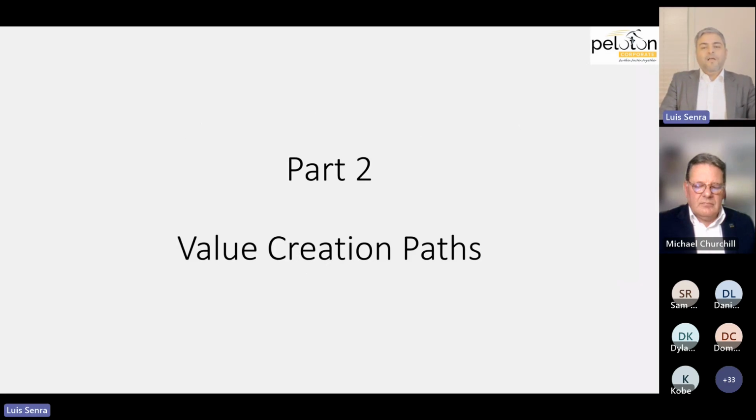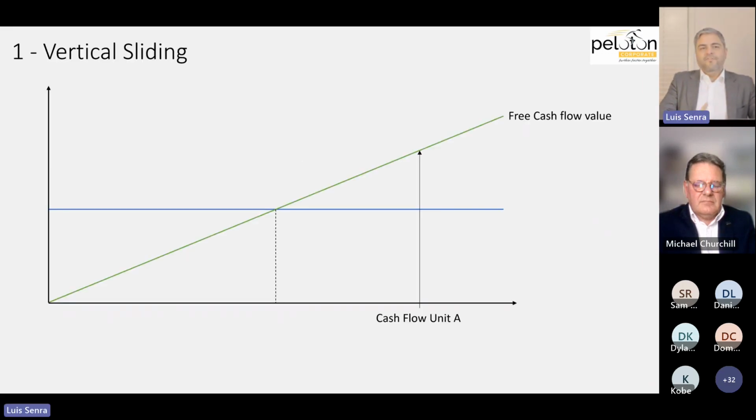Let's go through the value creation paths, and there are 4 different value creation paths. To understand the value creation paths is really important because every play in the private equity playbook will be based in one of those. The first value path, the first way that you can create additional value for a company, is what we call vertical sliding.